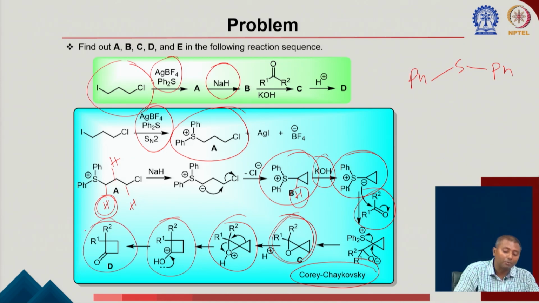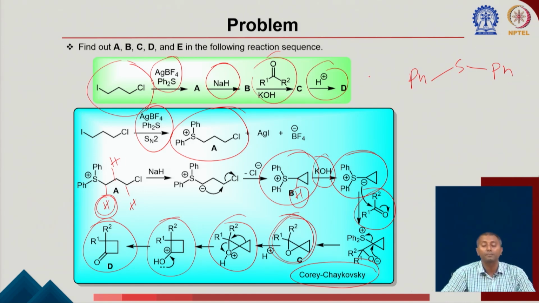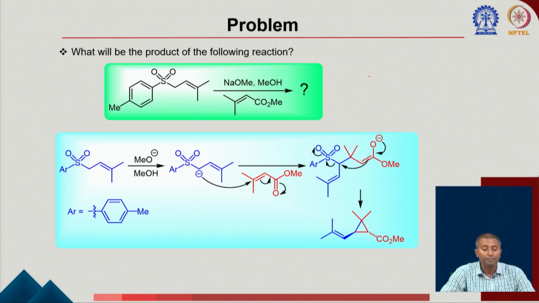formation of cyclobutanone. Okay, I think you understand: first SN2, then there is an internal formation of the carbocation, then again an internal SN2 type reaction, then the Corey-Chaykovsky reaction, and finally there is a ring expansion to get to the product. So what will be the product in the following reaction?